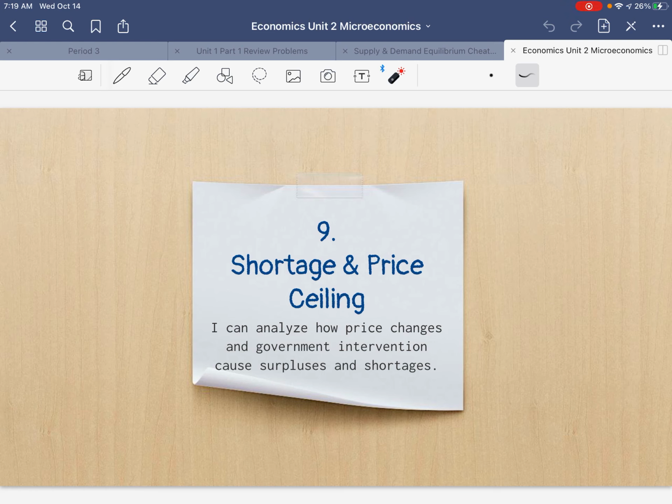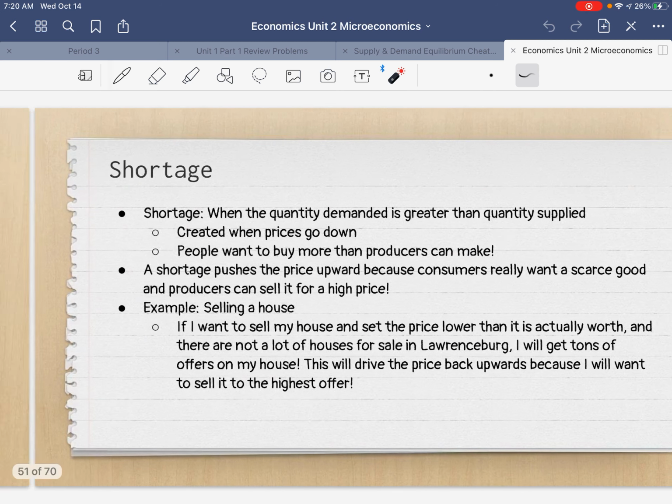Hey guys, today we're going to be discussing how shortage and price ceiling and surplus and price floor impact the supply and the demand curve. So we're taking our old graph, the price and quantity equilibrium, supply and demand equilibrium graph, and we're adding a new element to it. But don't worry, I'm going to explain it really thoroughly. So our I can statement is I can analyze how price changes and government intervention cause surpluses and cause shortages. So let's dive into what that means, okay?